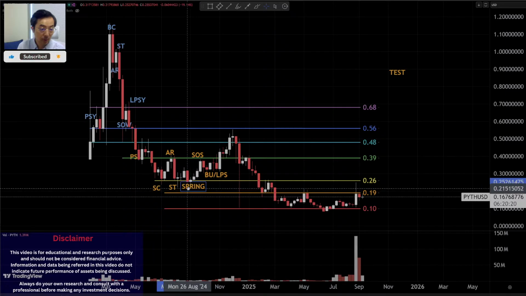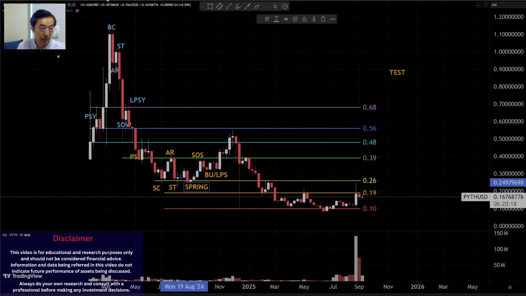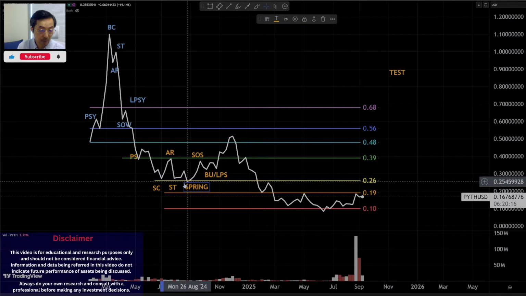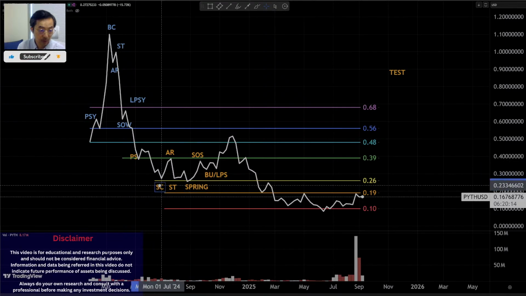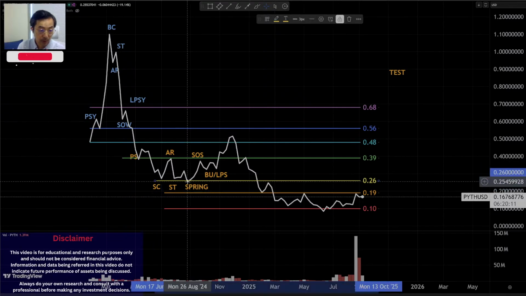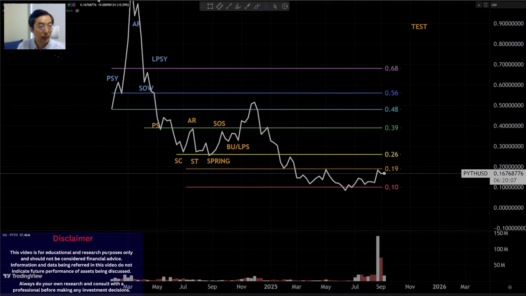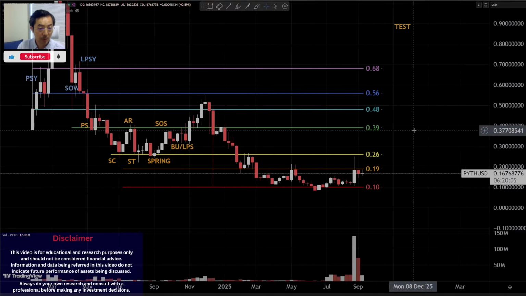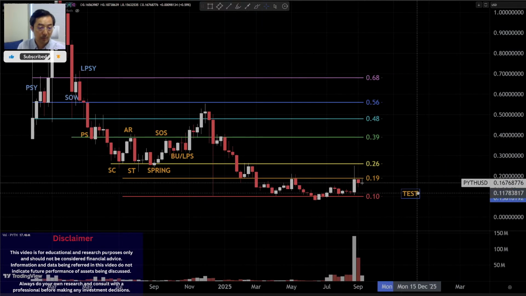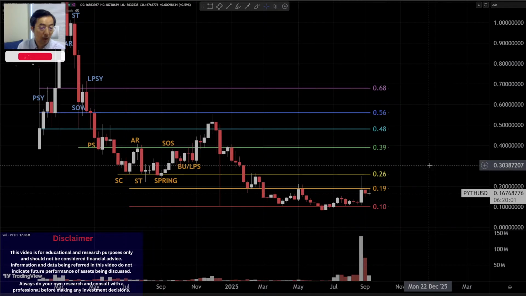So if I switch it to a line chart, it may be easier for you to see these values, right? The selling climax right there. Second test, the spring actually dipped lower than the yellow key level, and that's why I'm going to put it over there. This, we can delete it for now.